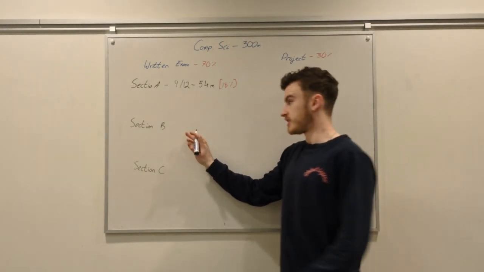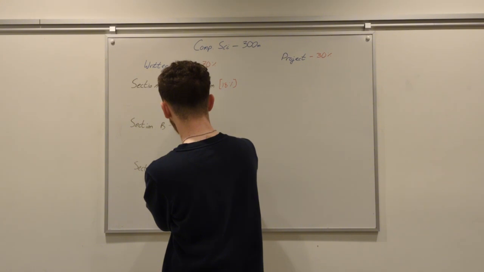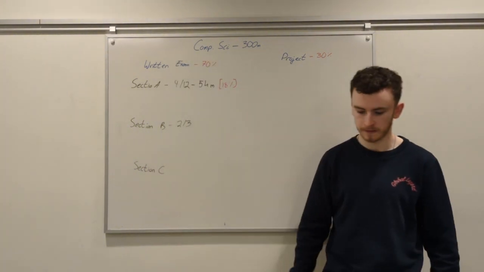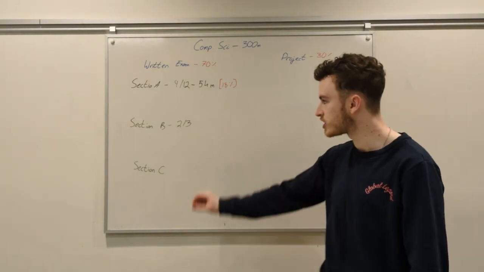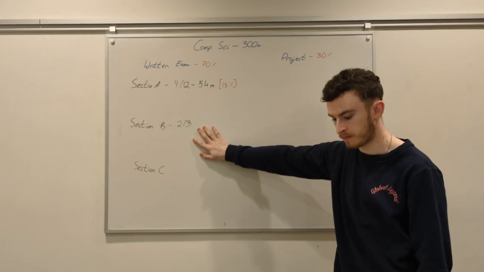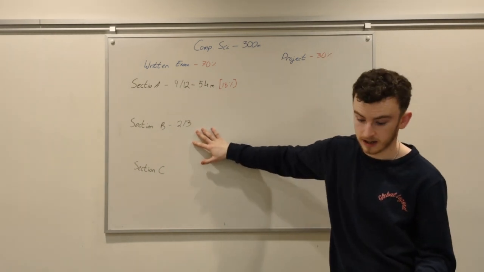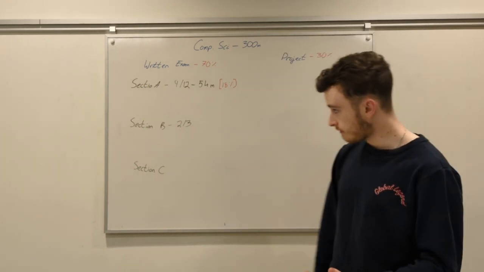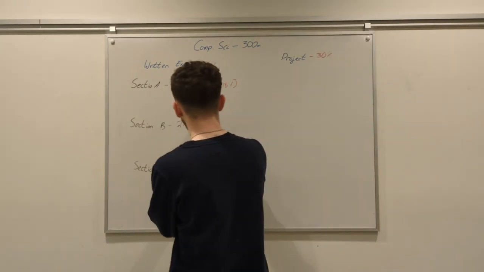Section B then is your long questions. So in section B, you're given 3 long questions and you have to answer 2. You answer only 2. Now in section B, unlike section A, I would not recommend answering all 3. I would just pick 2 and stick with those 2, unless you find that you're really ahead of time. I would recommend just sticking to 2.